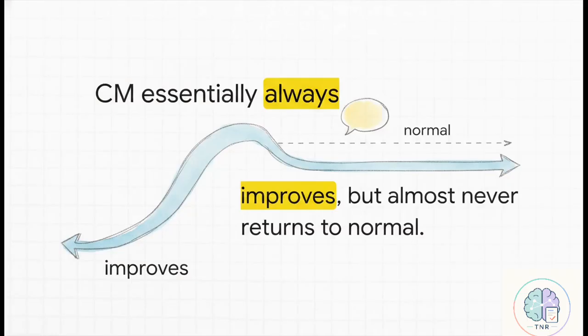Now, the clinical reality of CM's prognosis is, well, it's pretty stark. The good news is that the condition essentially always improves over time, meaning the patient won't remain completely mute forever. But, and this is a big but, their speech almost never goes entirely back to its baseline normal. There are almost always lingering effects.